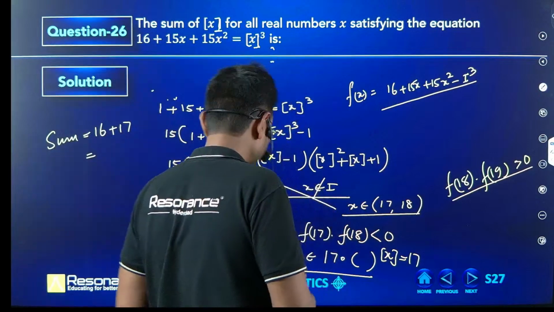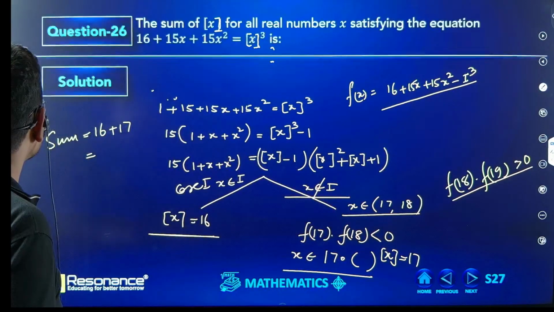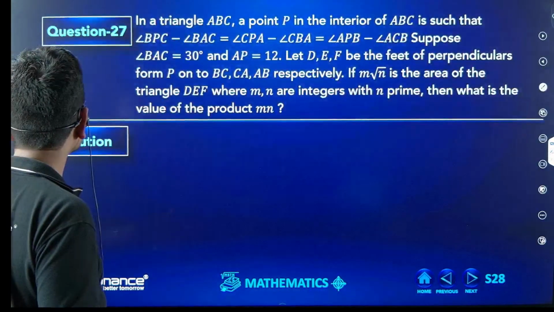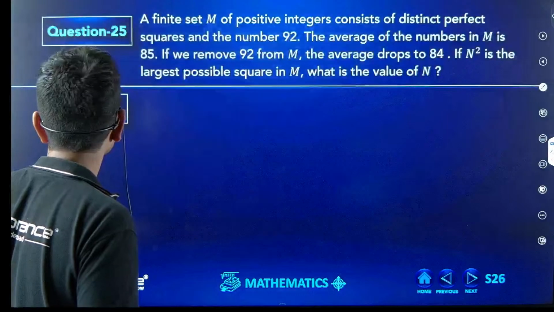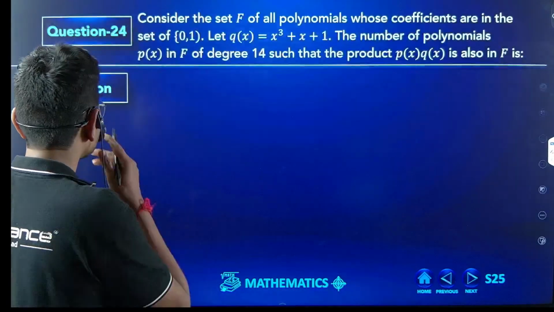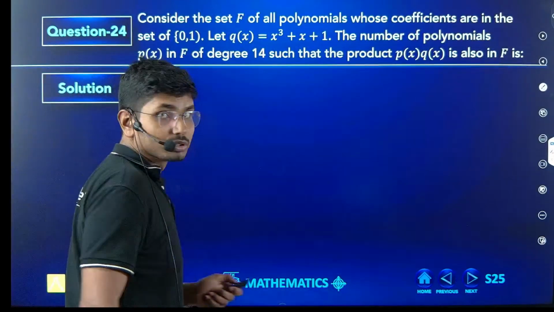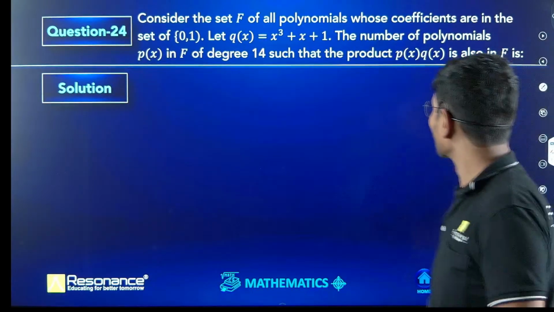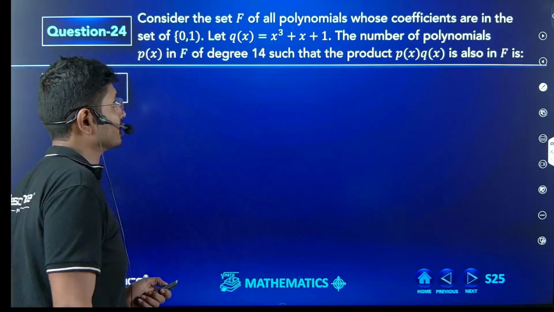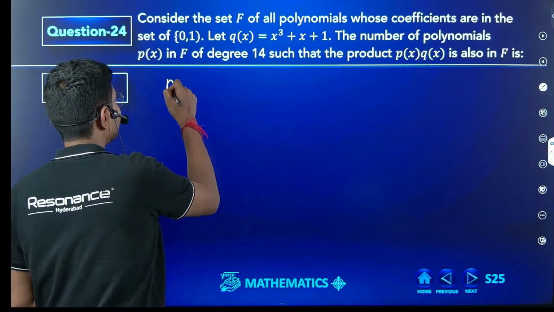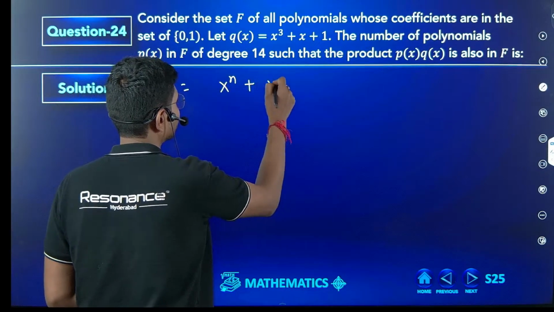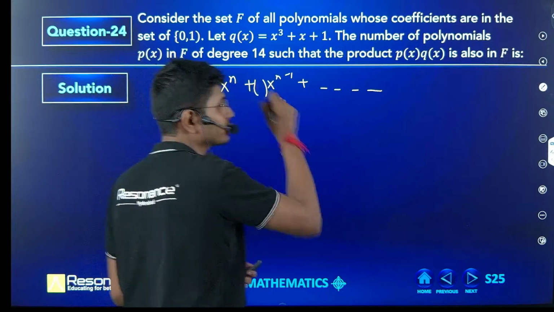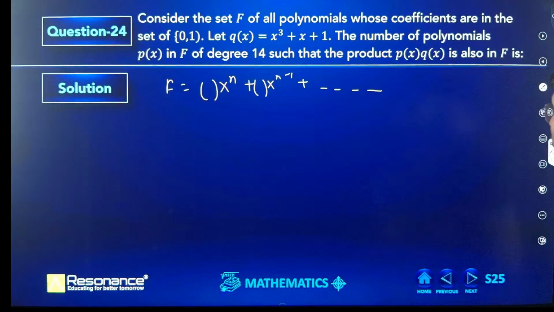Okay, so the next question is question number 24. What are they asking in the question? Consider the set F of all polynomials whose coefficients are in the set of 0 to 1. For example, F will be any polynomial of degree x to the power n, x to the power n minus 1, or anything. So these coefficients are always either 0 or 1.